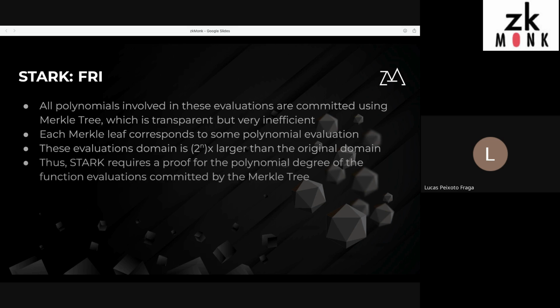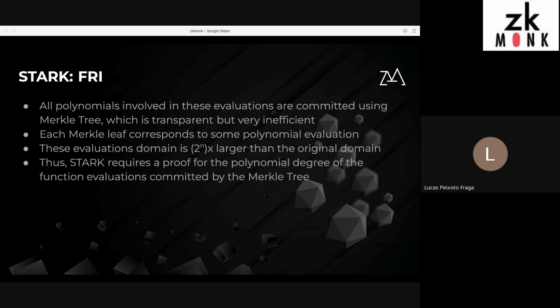Without FRI, it would be very easy to cheat on this phase of the protocol. We could commit to the values that we want in the Merkle tree and the verifier wouldn't notice. But if we run FRI, we can be sure that the values that were committed could be put into a column of that size. And this is what gives us the properties that we want to argue, okay?